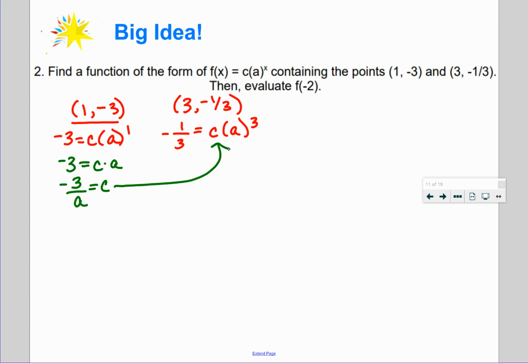All right, so we're going to replace c with -3 over a. So I have -3 over a times a to the third power.